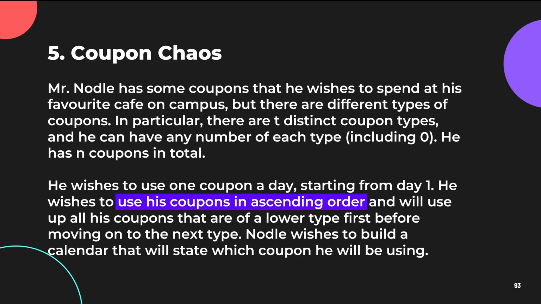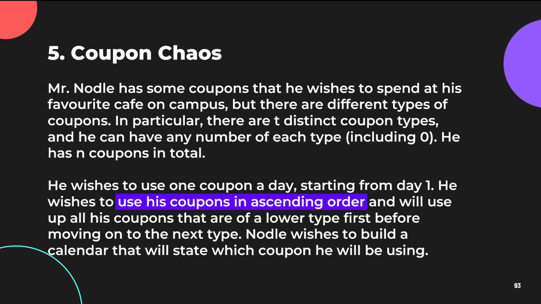So, coupon chaos. This part is quite fun. Mr. Noodle has some coupons that he wishes to spend at his favorite cafe, but there are different types of coupons. So there are T distinct coupon types, and he can have any number of each type, a total of N coupons. So $5, $5, $10, $20 can also.